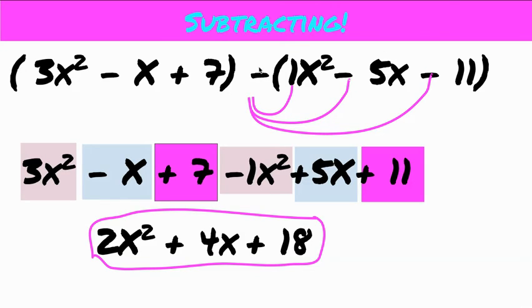Or if your teacher said add the opposite, you would have changed this subtraction to a plus and done the opposite of each of these terms in the parentheses, and you would have had the same minus 1x squared plus 5x plus 11. So either way works. Do whichever way you're most comfortable with.